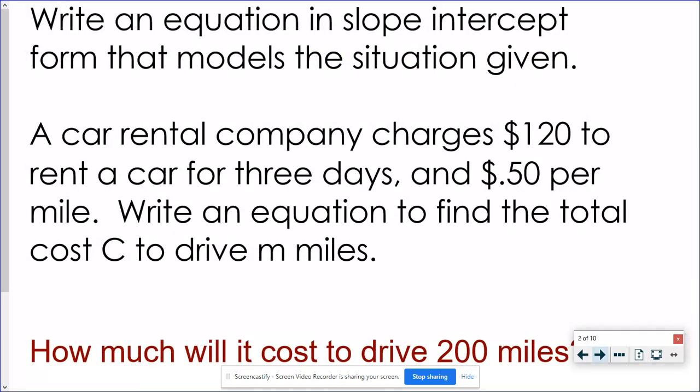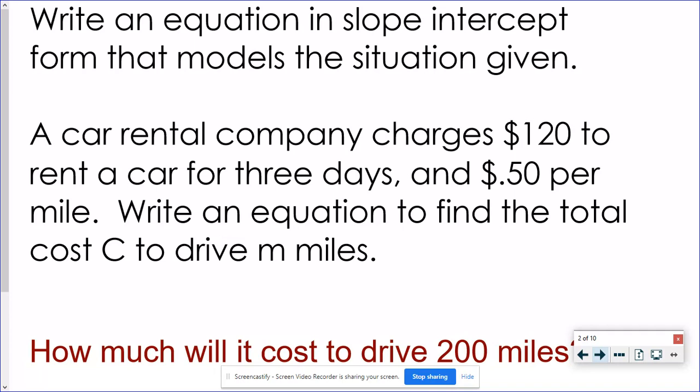So I'm going to be giving you situations where we have to decide, basically, of the numbers that I give you, which one is the slope and which one is the y-intercept. The y-intercept is the thing that happens one time. It's the beginning amount. And then the slope is how things are changing throughout the situation.